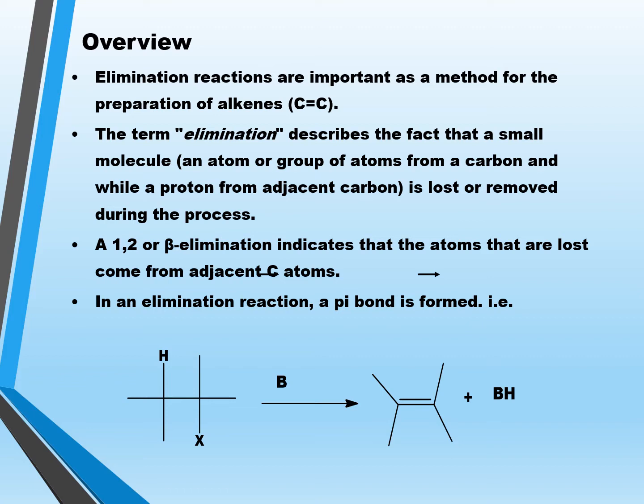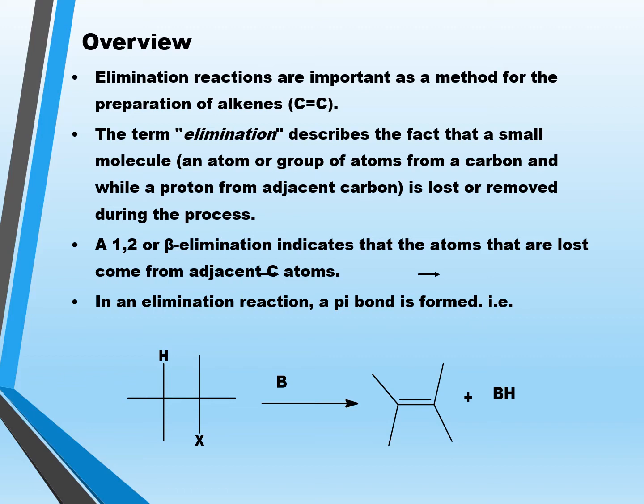is a reaction which we use to synthesize a double bond or a triple bond for that matter, and we call it elimination because during the process there is an atom or a group of atoms that is removed from the structure. That's why the name elimination comes from.